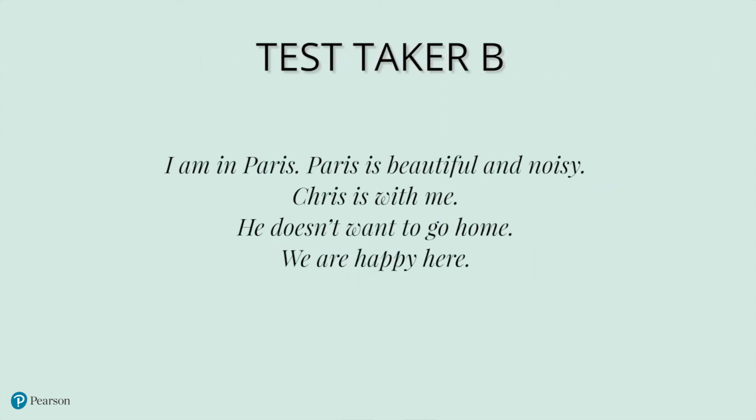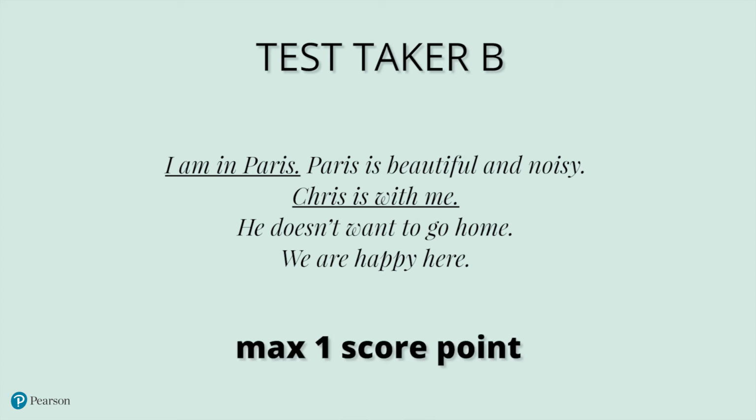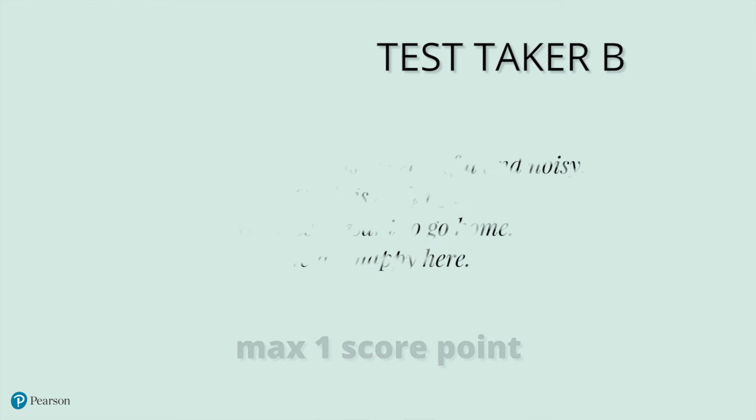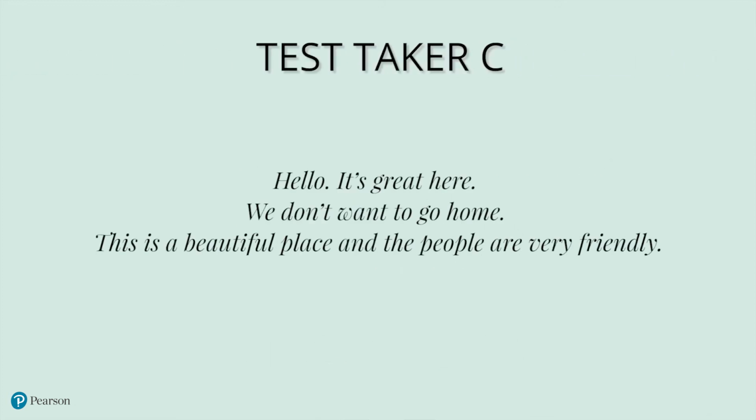Test taker B. This test taker included 2 pieces of information in their postcard. They didn't write what they were doing. This is worth a score of 1 because not all aspects of the prompt have been considered. Test taker C. This test taker wrote a postcard in which there is no required information. Such a response will deserve a score of 0 as there is no engagement with the prompt.